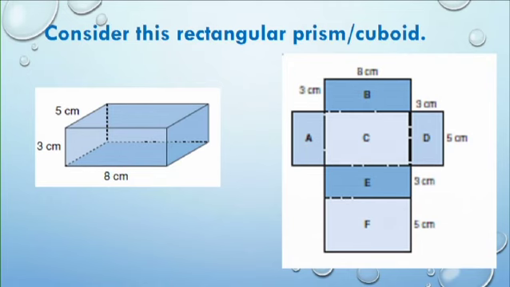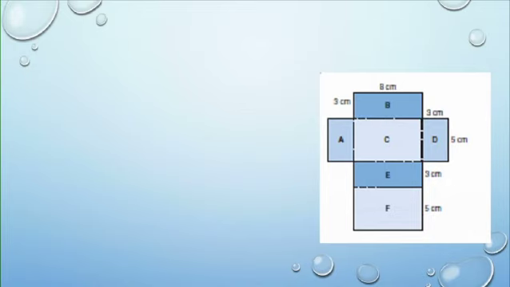Let us now continue. So you have a picture of the different rectangles in the net, which have been labeled as A, B, C, D, E, and F. This is the picture of the net, and we have just seen that it consists of 6 rectangles.